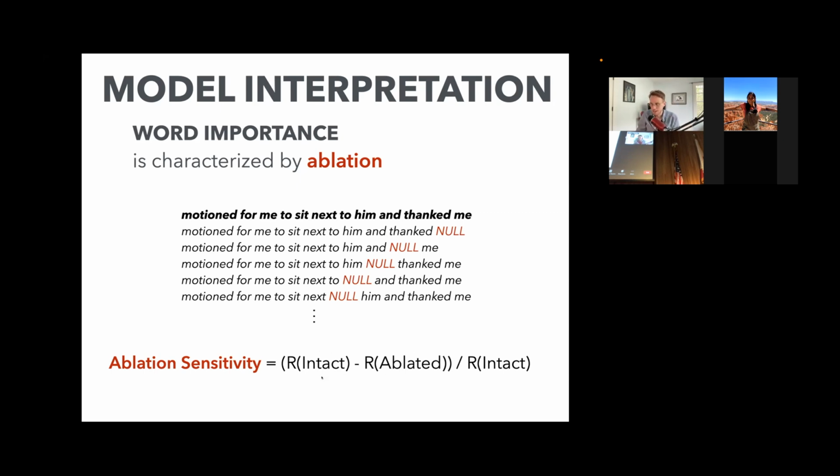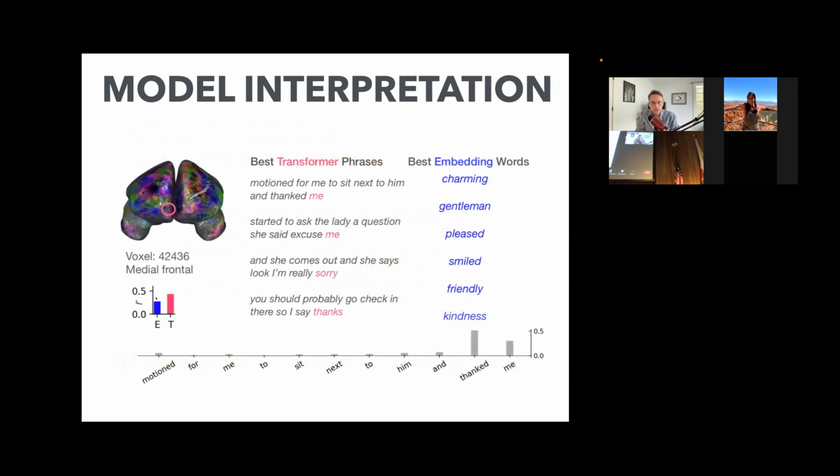So let's look at an example of this for, again, the same voxel. Here's the phrase "motioned for me to sit next to him and thanked me." This is showing the ablation sensitivity for each word in this phrase. And what you can see is clearly the important words here. It doesn't care about "for" or "to" that came before. It really doesn't care much about these earlier words. It only cares about these last two, "thanked me." That's what matters here. And that really fits, I think, with our interpretation of this voxel, that it cares about these politeness phrases, right?